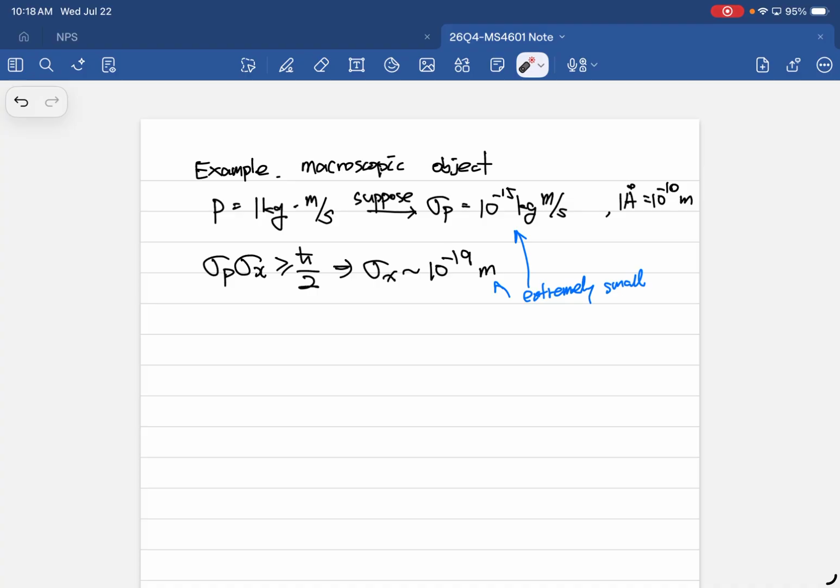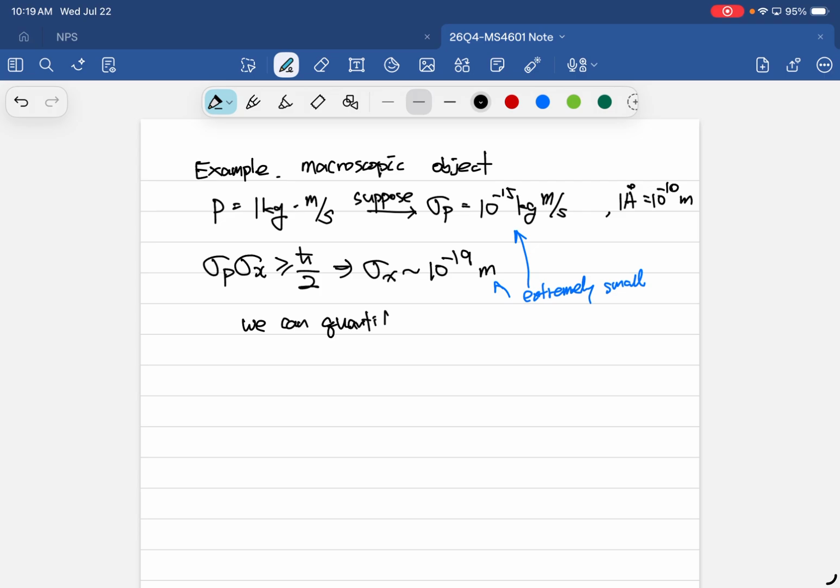So it's very safe to say that we can quantify these two quantities very precisely. What that means is that we can quantify location and momentum, and momentum is essentially velocity, precisely for the bulk scale object. But now let us look at a microscopic object. Okay, let's see what happens.